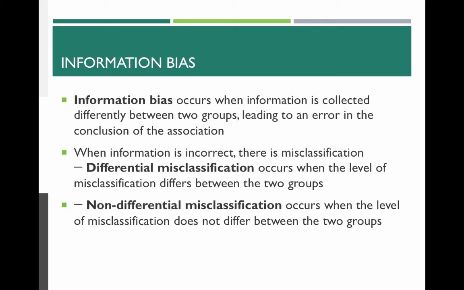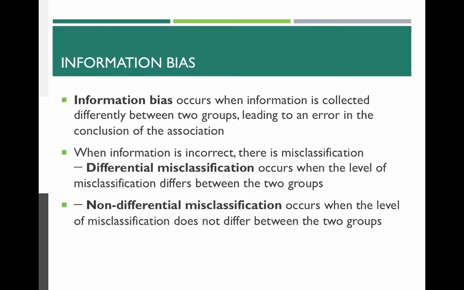So information bias occurs when information is collected differently between 2 groups, leading to an error in the conclusion of the association between exposure and outcome. So when the information is incorrect, there's a misclassification. Differential misclassification occurs when the level of misclassification is different between the 2 groups. Another way of saying this would be sometimes some of our controls are classified as cases and some of our cases are classified as controls. On the other hand, non-differential misclassification occurs when the level of misclassification does not differ between the 2 groups.